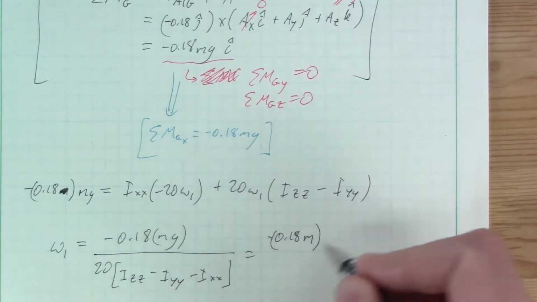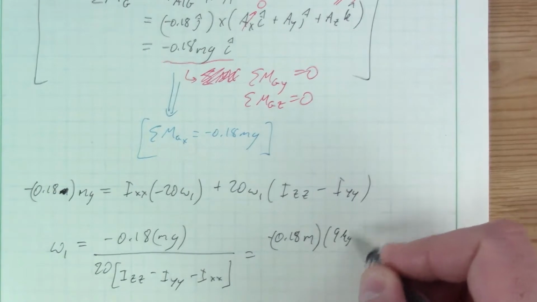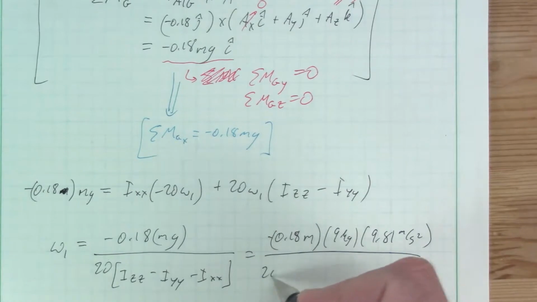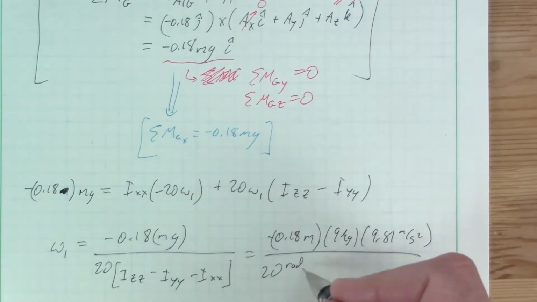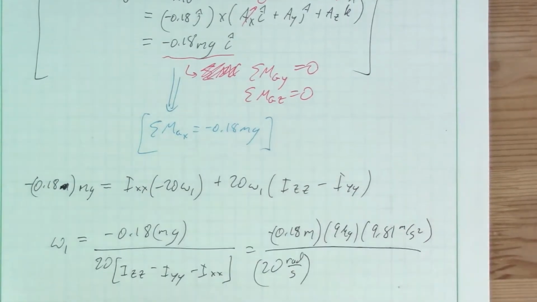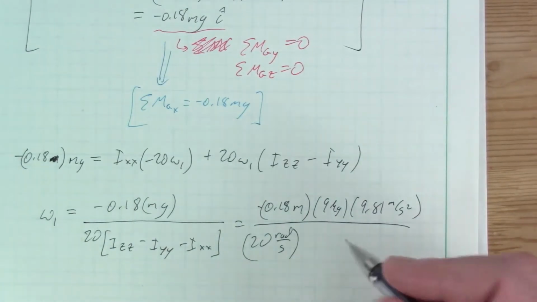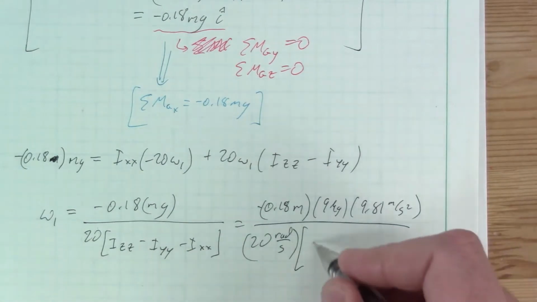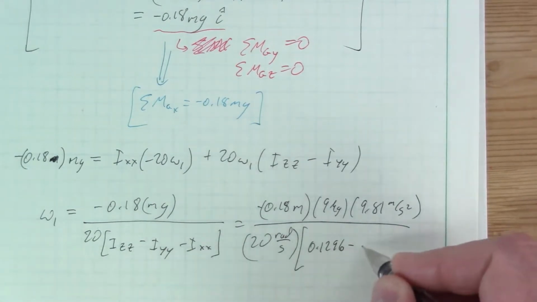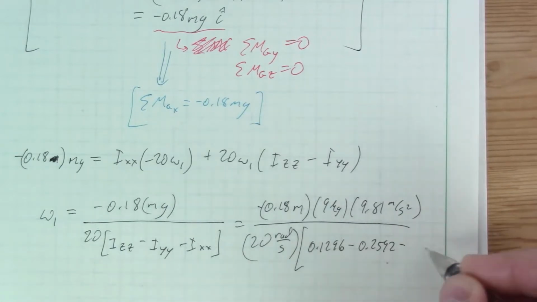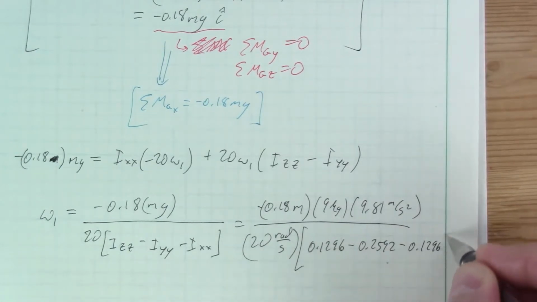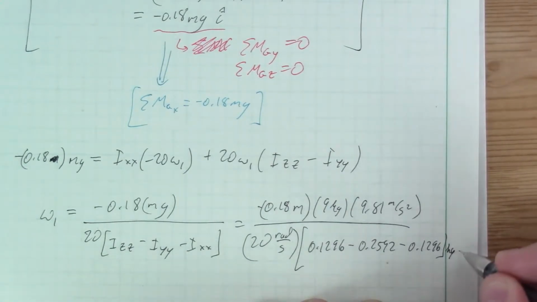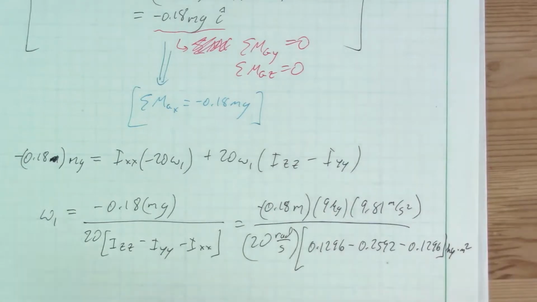distance in our original problem. The mass is 9 kilograms. G is 9.81 meter per second squared. The 20 actually originally came from the rotation of the disk. So that's omega disk, which is 20 radian per second, in terms of the secondary reference frame at least. And then we have values for these, which is 0.1296, 0.2592, 0.1296, and the units here on the bottom for all of the moments of inertia are kilogram times meter squared.